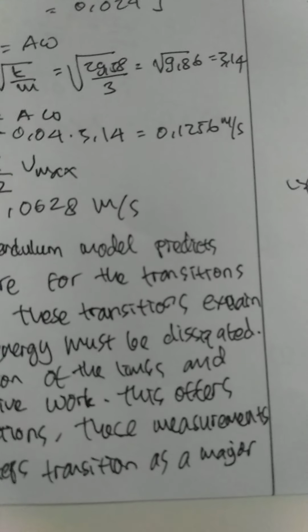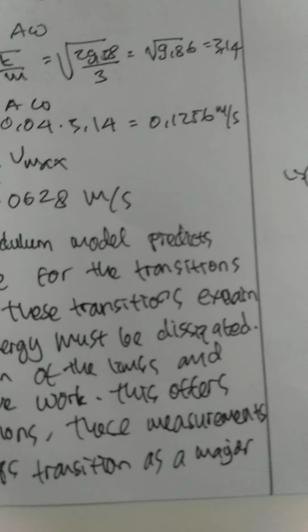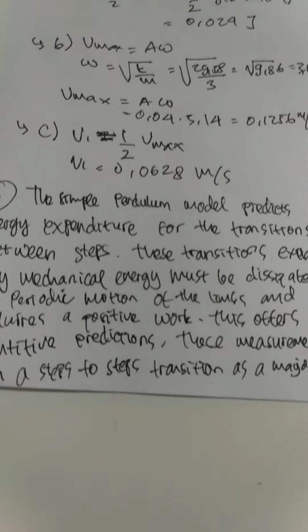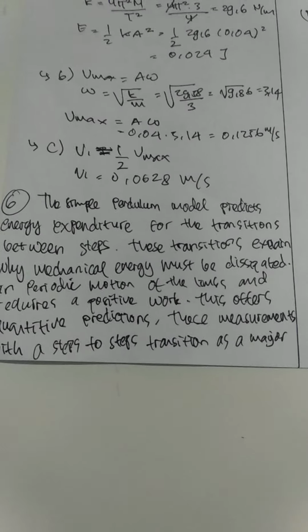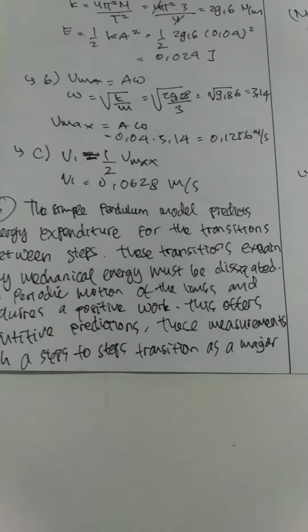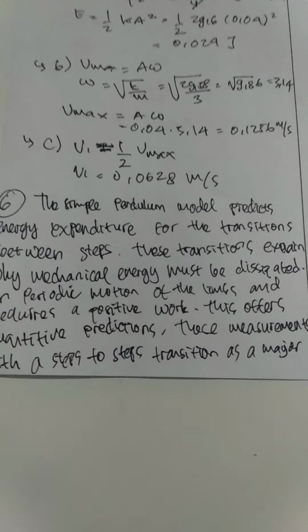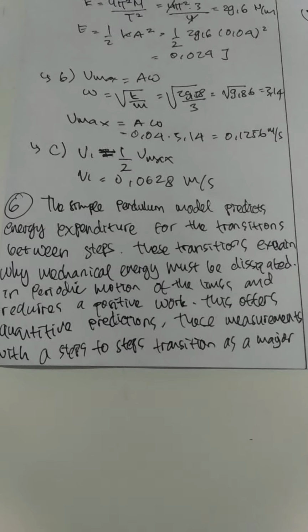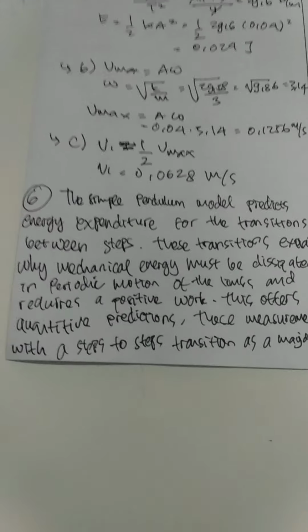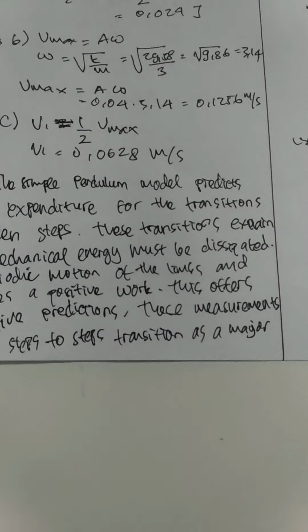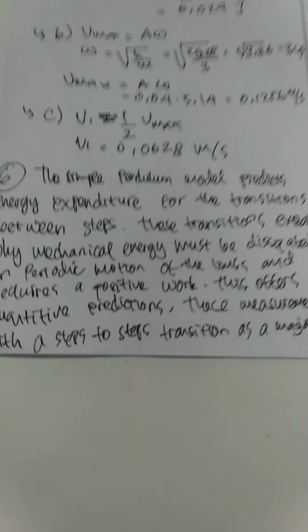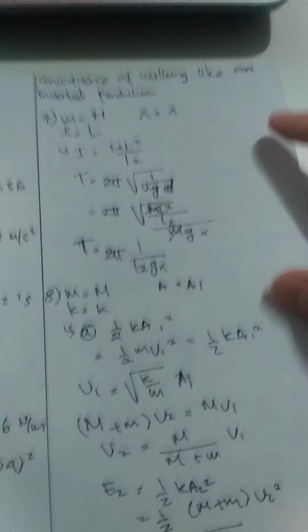Your teacher is skeptical about this claim and asks you to back it up. Is your claim correct? My answer is: the simple pendulum model predicts energy expenditure for the transitions between steps. These transitions explain why mechanical energy must be dissipated in periodic motion of the limbs and requires positive work. This offers quantitative predictions, with step-to-step transitions as a mere consequence of walking like an inverted pendulum.